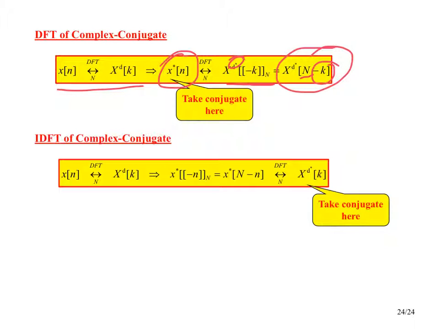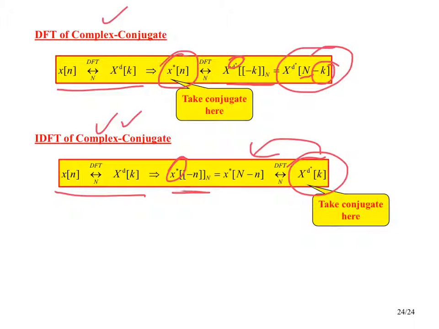And then we have a related result, which is the IDFT of the complex conjugate. So this was conjugating in the time domain. This is conjugating in the frequency domain. So again, we have an x of n with an X of k, and we ask what happens if I take the conjugate in the frequency domain. So I conjugate my DFT and then I transform back. What effect does it have? And it conjugates and periodized flips.